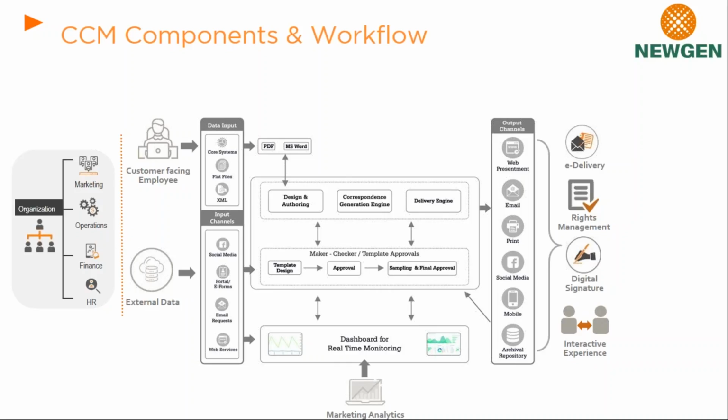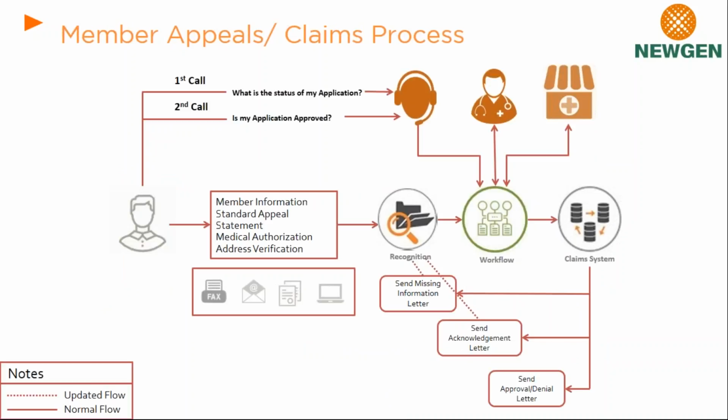Moving on from the CCM components and workflow, here is a small representation of a member appeal in a claim process. The dotted line shows the updated flow after the CCM implementation. A member files a complaint to a health plan and there needs to be an acknowledgement letter based on state or federal regulation. If some information is missing, a missing information letter has to be sent, and definitely in the end, a determination letter has to be sent.